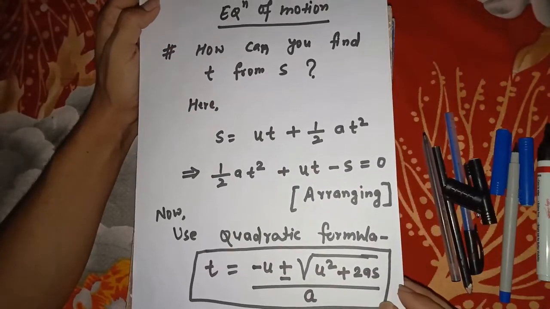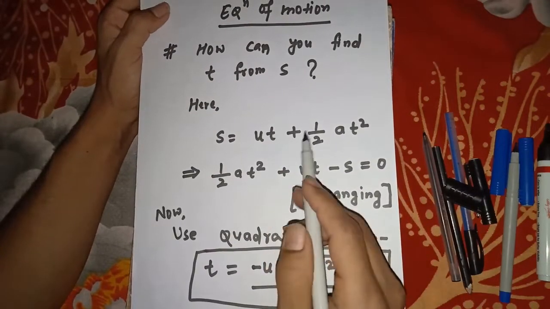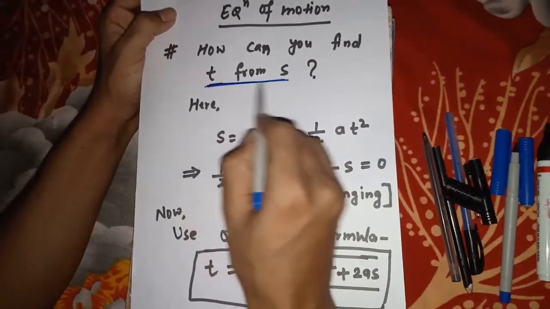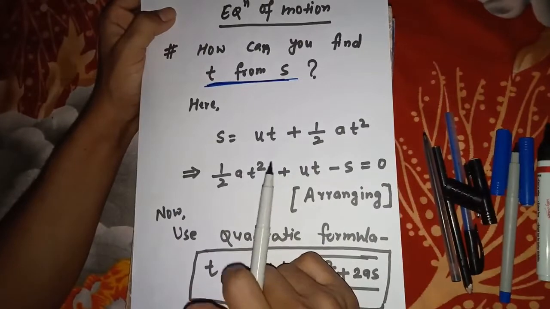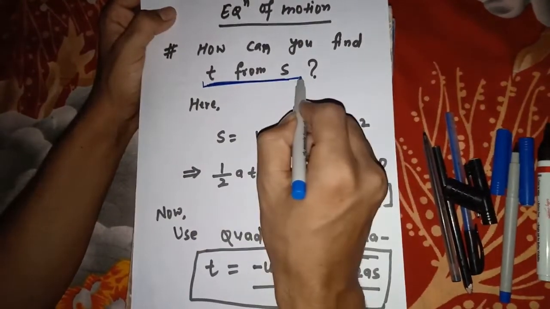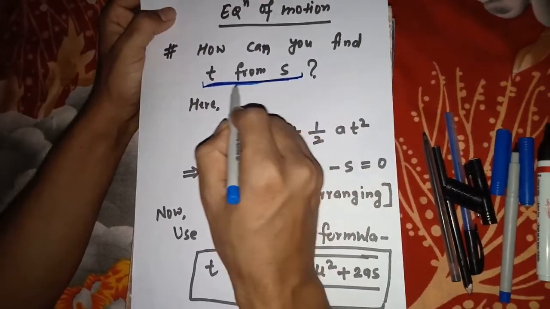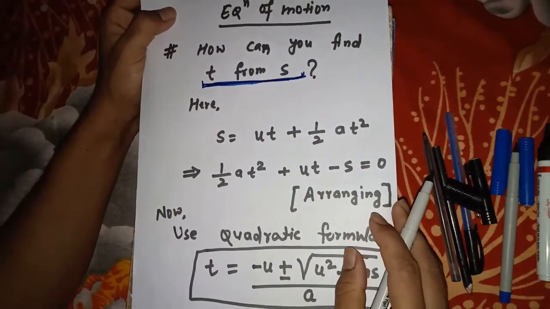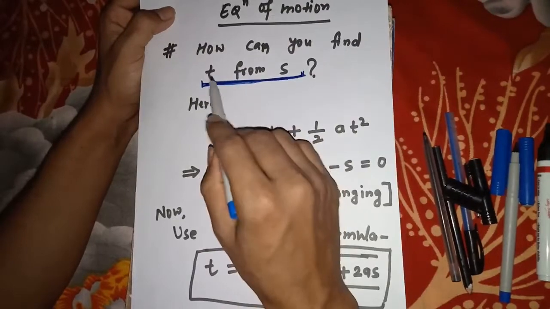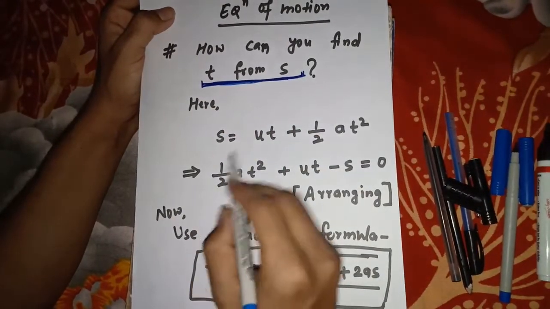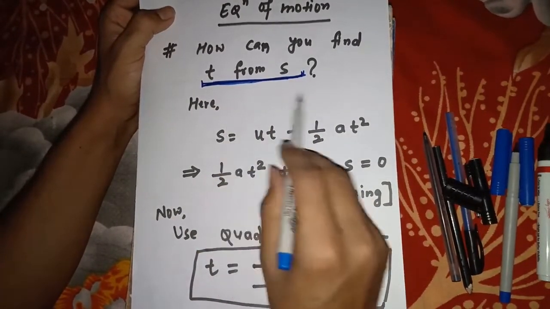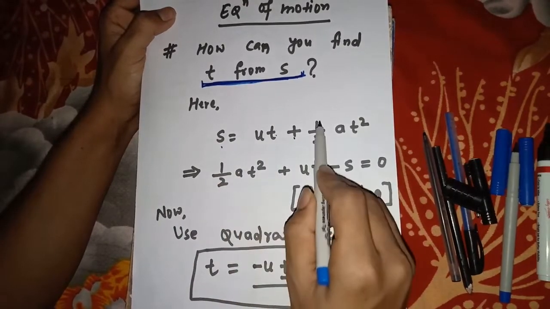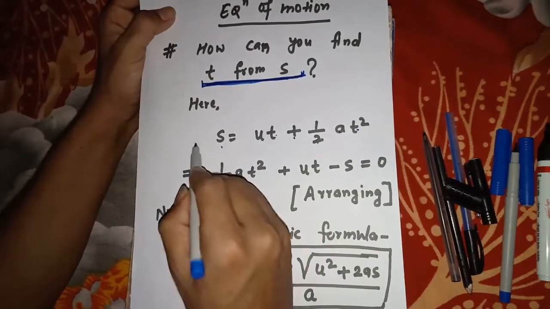Now I give you some harder pieces. How can you find out t from s? This is my difficult problem for today. So I have to find t from s, and we know that the expression of s in terms of t is s is equal to ut plus half at square. Yes or not?